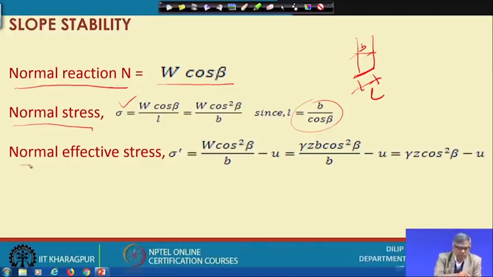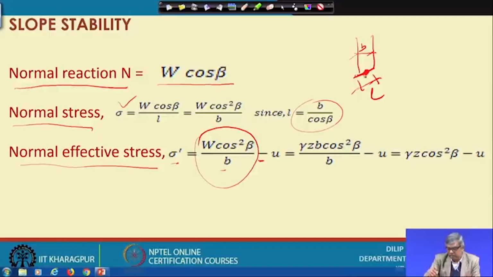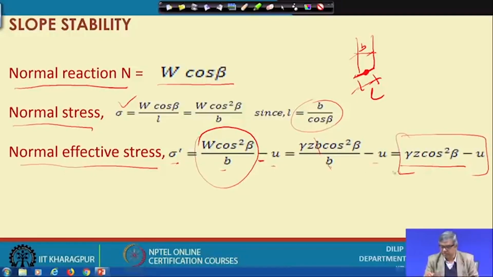Similarly, the normal effective stress sigma dash will be W cos square beta by B minus u, because at this point, which we have considered, the pore pressure is u. So effective stress will be total minus u. If I substitute W equal to gamma z B, then it is gamma z B cos square beta by B minus u. So this will be your final expression, where B gets cancelled. So gamma z cos square beta minus u is the normal effective stress at this point.